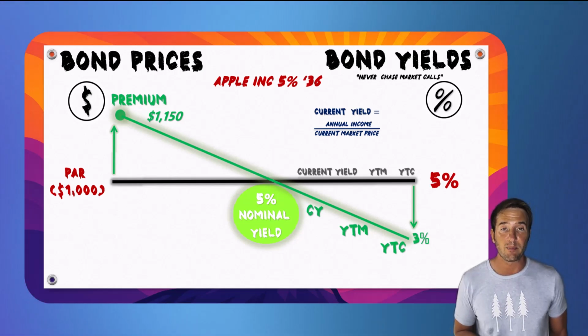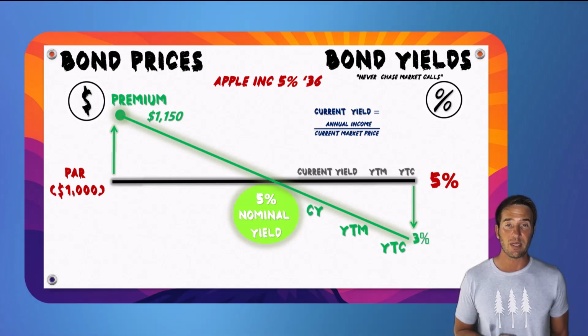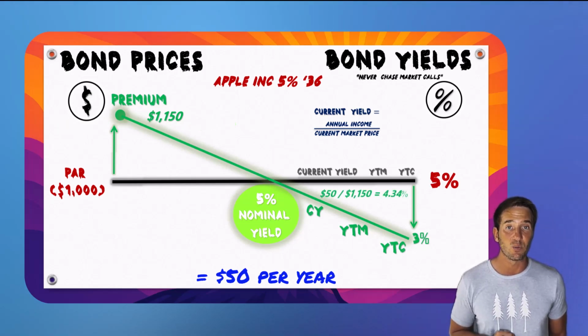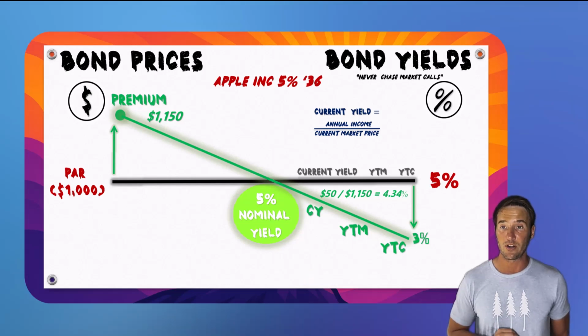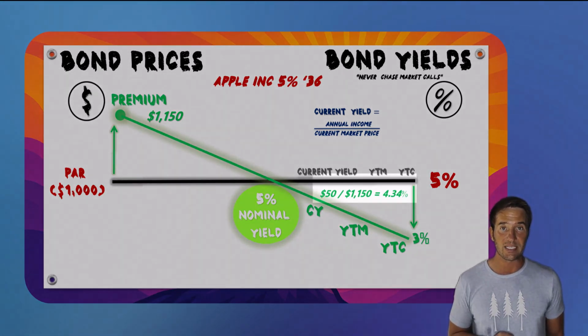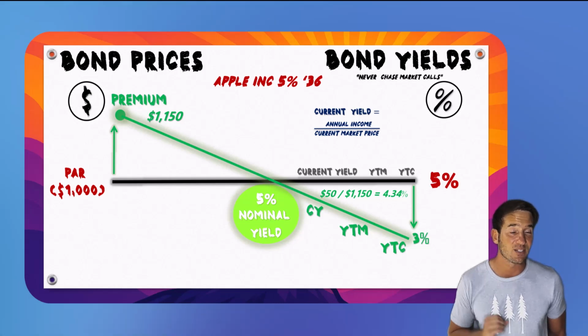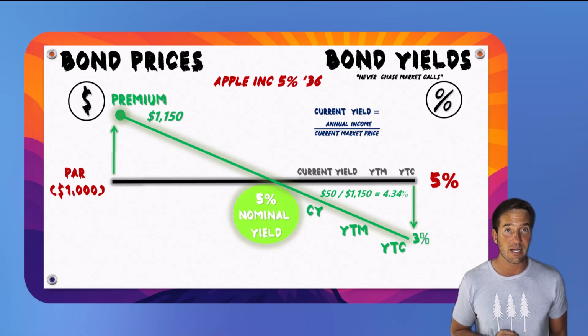Well, everyone, if I buy your bond, how much income is your bond going to pay me? Your bond's going to pay me $50 per year. But I'm not buying it for 1,000, so that 5% nominal yield is misleading to me. I'm buying your bond for 1,150. So my current yield would be 50 divided by 1,150, or 4.34%. Again, your bond is paying me $50, but I'm not buying it for 1,000, which is why for me, the more relevant calculation is the CY, not so much the nominal yield. That's kind of misleading. I wish I was getting 5%, but I'm buying your bond at a premium. So that is actually 4.34%.